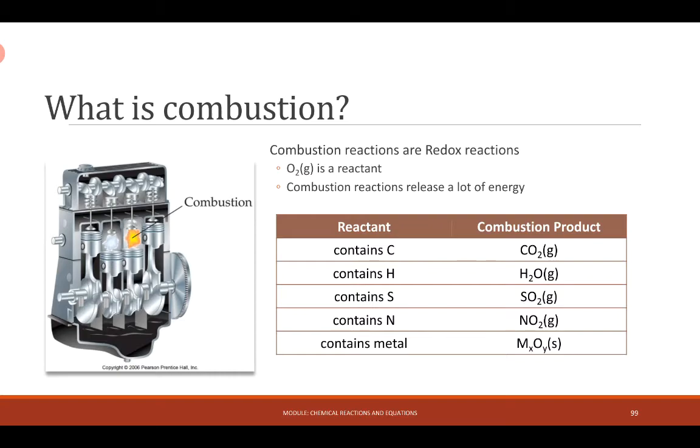Combustion reactions release a lot of energy, and it's essentially used for internal combustion engines and other fuel and whenever you need heat. So internal combustion engines in cars use the combustion of various hydrocarbons to release gas and a lot of energy, and it's awesome.